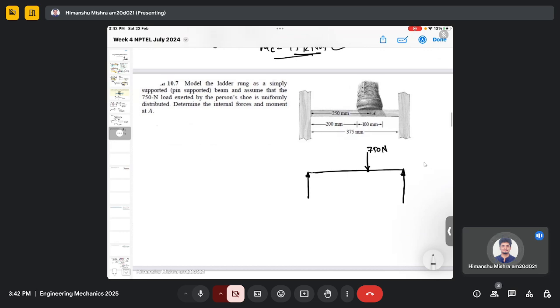So it is said that we have to model this force, which is exerted by the shoe, as a uniformly distributed load. But you can see the force is given in newtons. So even if we make the uniformly distributed load here, this is how the shoe is actually distributing the force across point A, and this is 100 millimeter.